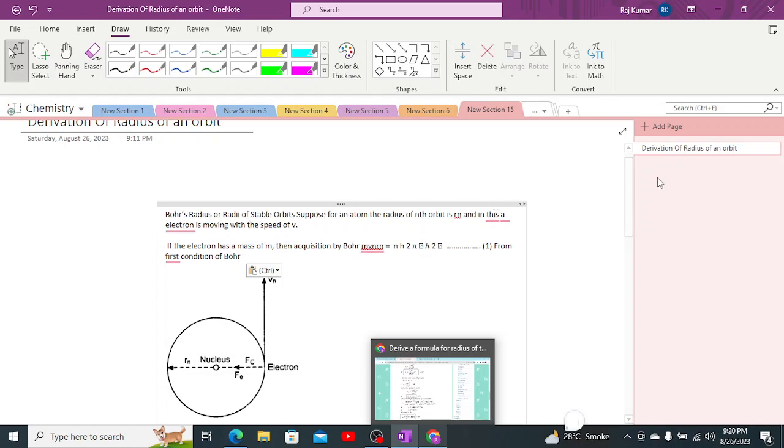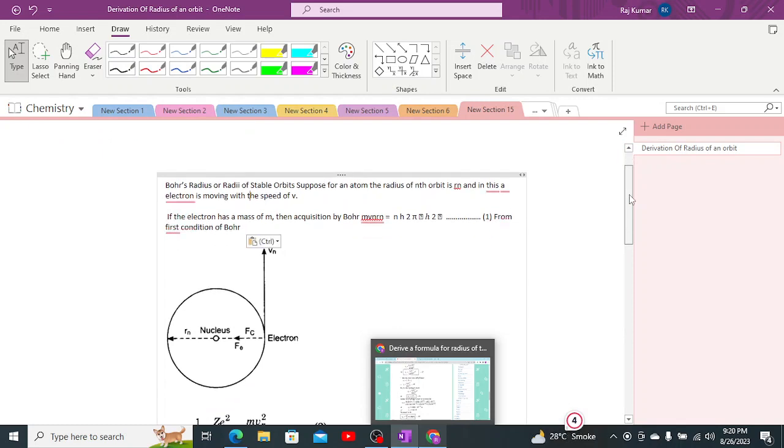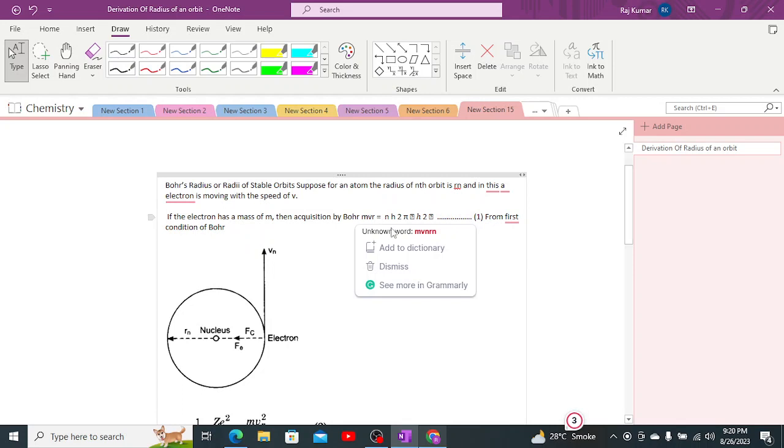As we know, previously we derived the equation mvr is equal to nh upon 2 pi. Now mvr is equal to nh upon 2 pi from the first condition of Bohr.